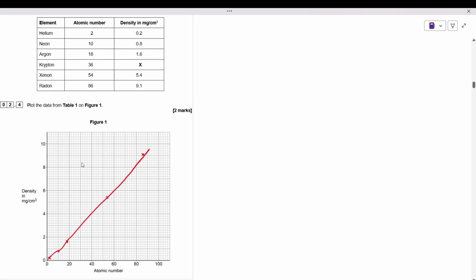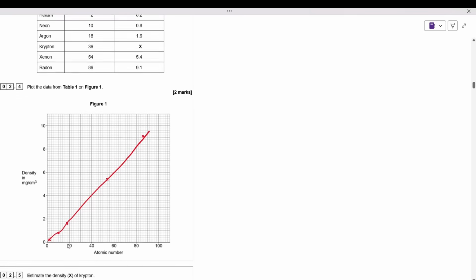So this is what your graph should look like somewhat. My line isn't as straight as I want it to be because I'm using a freehand, but yours should look a bit better than mine is right now. Okay, let's move on to the next one.